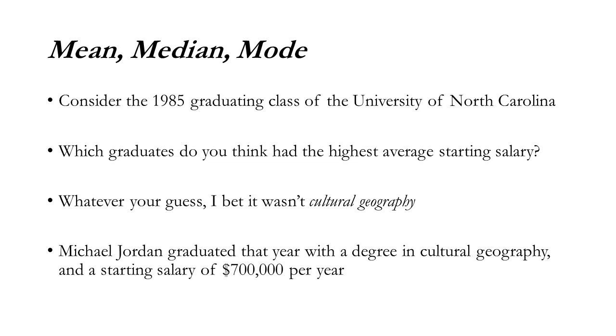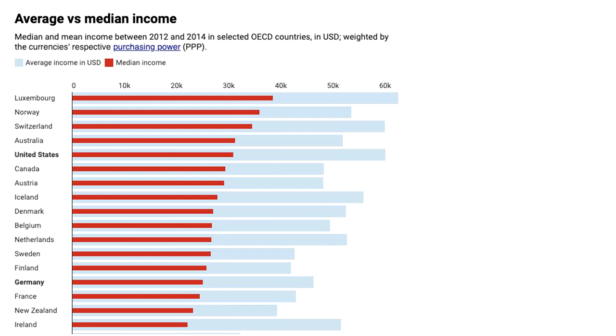Whatever your guess, I bet it wasn't cultural geography. Michael Jordan, it turned out, graduated that year with a degree in cultural geography and a starting salary of $700,000 per year. That means, if you crunch the numbers, the average starting salary, again, for cultural geography that year, $250,000 a year. Wow. Check this out. Average versus median.